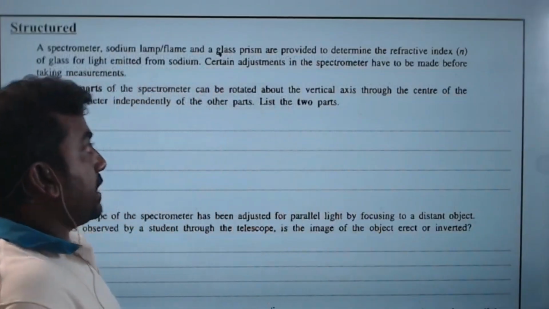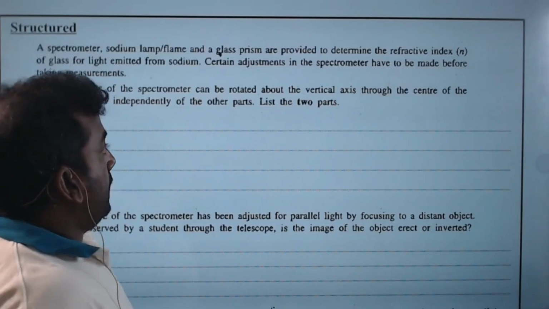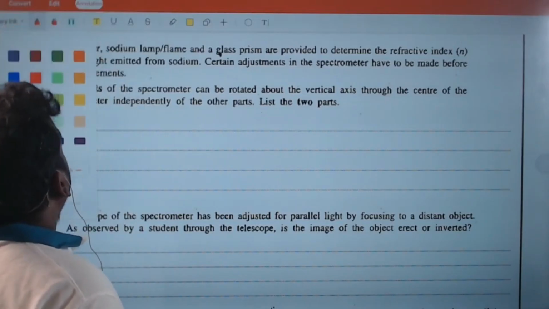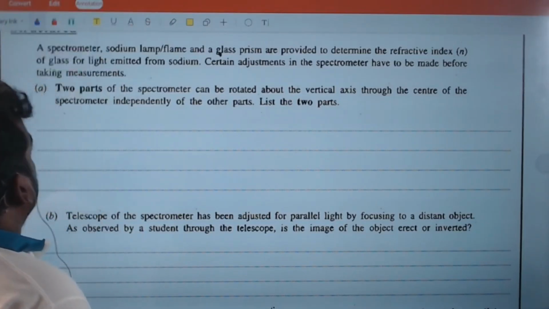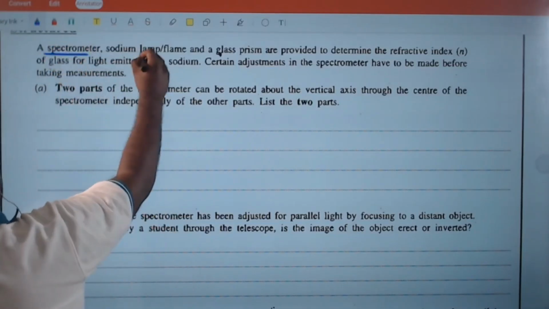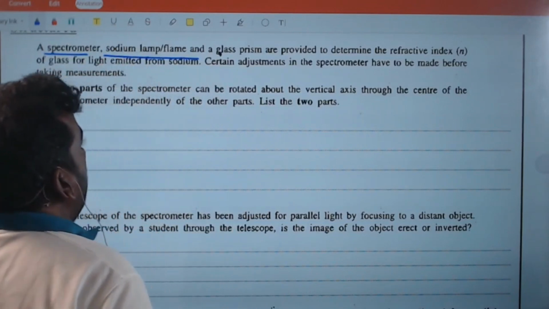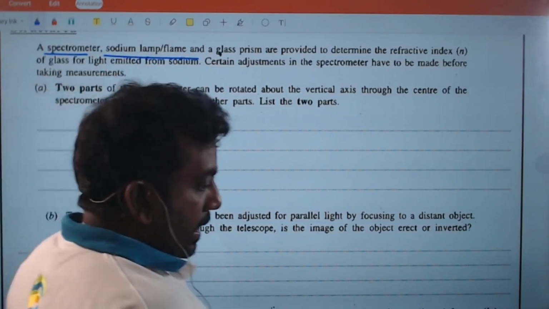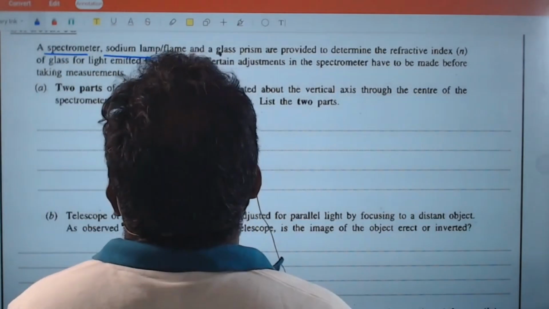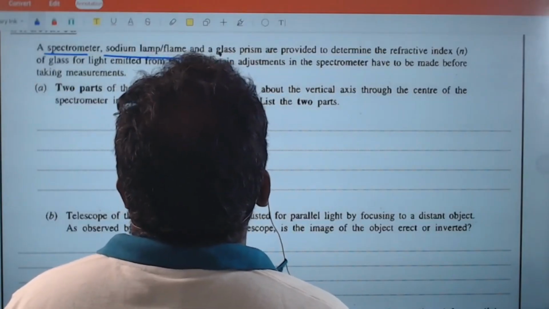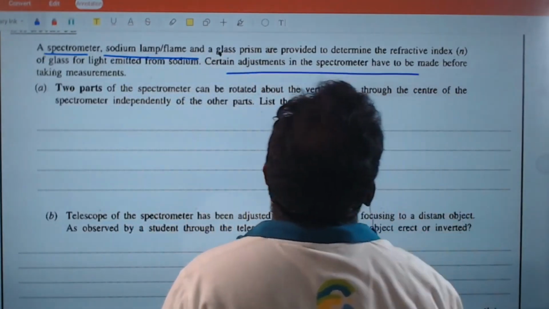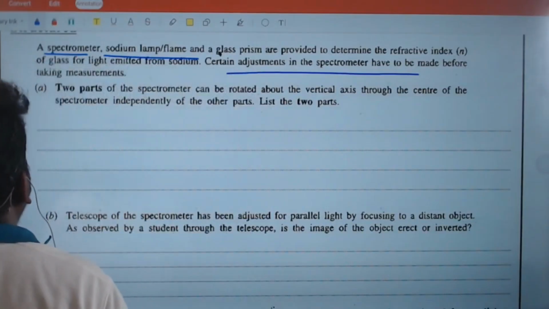Well, the structured essay, day 3. Let's have a look. A spectrometer, sodium lamp or flame, and a glass prism are provided to find the refractive index of glass for light emitted from sodium. Certain adjustments in the spectrometer have to be made before taking measurements.